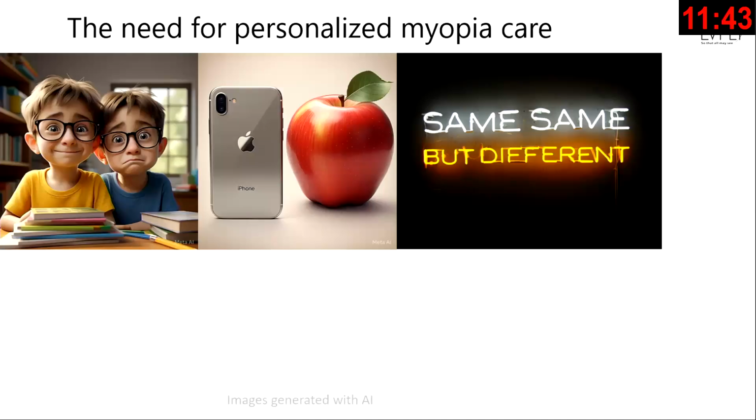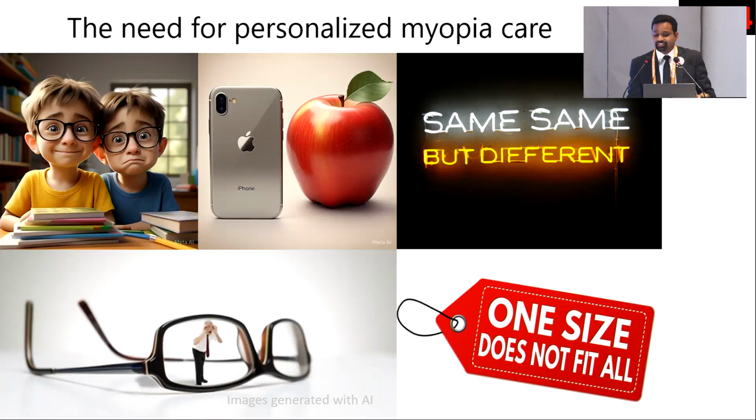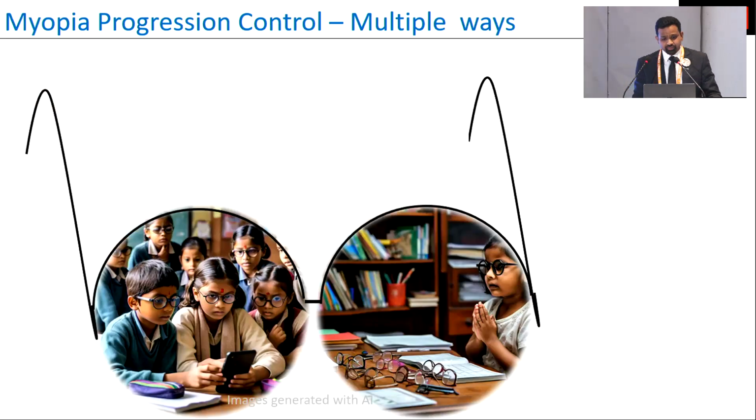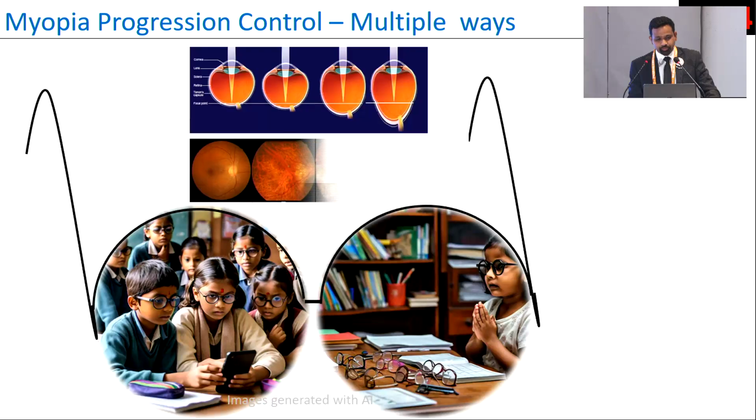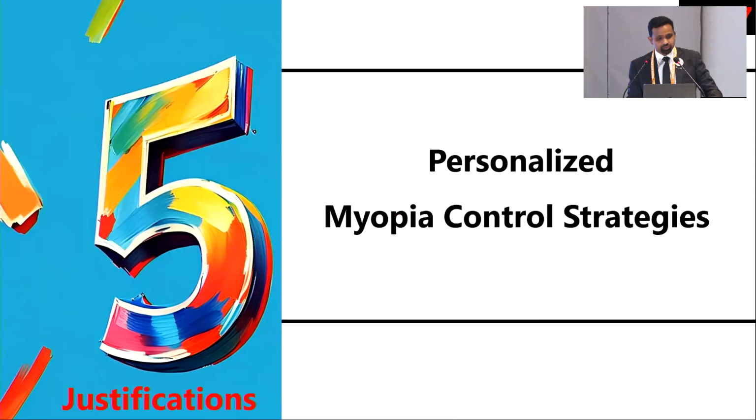Now this slide should explain it all. Why is there a need for personalized myopia care? All myopes look the same, but I think they are a little different, and one size does not fit all. We all agree that there is no universal protocol to treat a child with myopia. There are multiple ways, but I think the single agenda worldwide is to ensure the eyeball does not grow any further. So I'll try to justify why a personalized myopia strategy is important, and I will take 5 points.